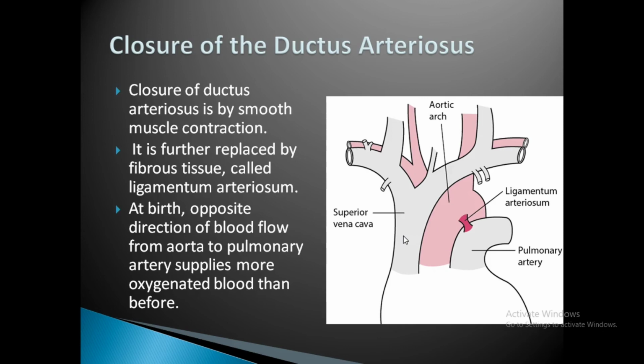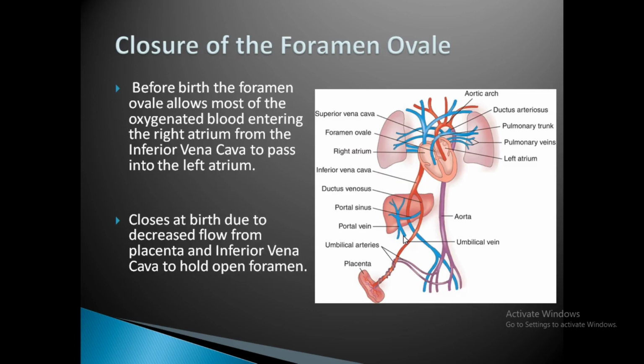Closure of the foramen ovale. Before birth, the foramen ovale allows most of the oxygenated blood entering the right atrium from the inferior vena cava to pass into the left atrium. It closes at birth due to decreased flow from placenta and inferior vena cava to hold the foramen open. So obviously the foramen ovale also gets closed after birth.